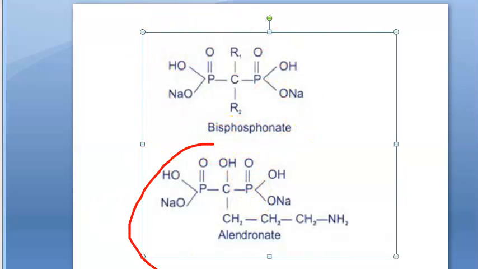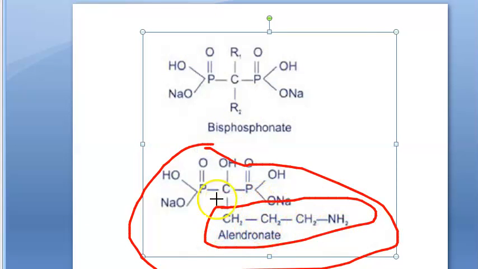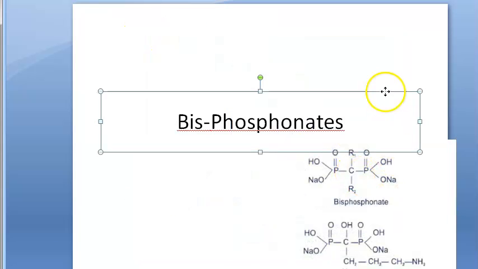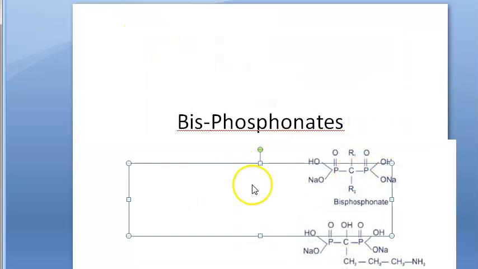And then here you have the structure of alendronate. Alendronate has this side chain, right? So this is about bisphosphonate. That is why they are called bisphosphonate, because of their structure. Now what exactly are these? We are looking at pharmacology, right?